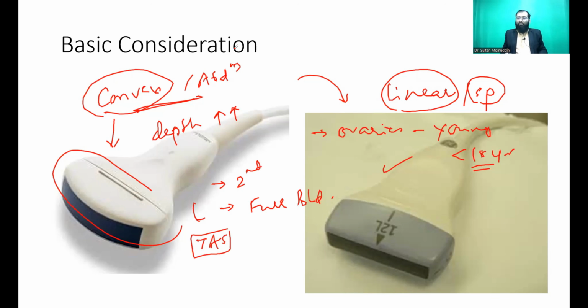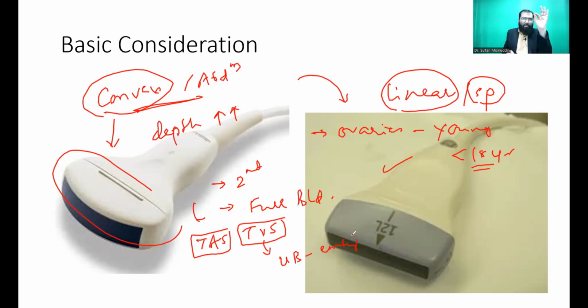But whenever you are doing a TVS scan, that is a transvaginal scan, you know that the probe has to be inserted inside the vaginal canal. So you cannot have a distended bladder. So when you are doing TVS, the bladder has to be empty. So very important: TVS, empty the bladder. TAS, the bladder has to be well distended, full.